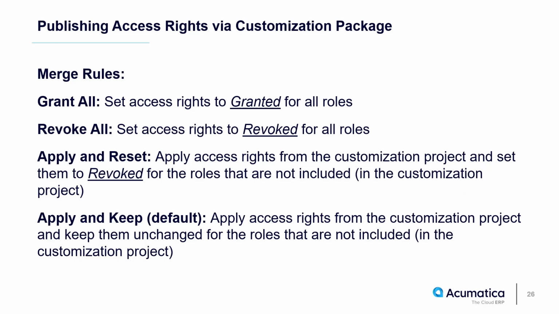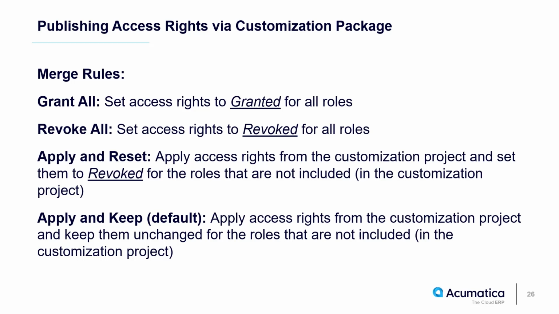Whenever you publish a customization package with access rights, it may do several things, and those things are defined by what you set as merge rule in the customization package. There are 4 available merge rules. First one is grant all, which means that on publishing, the customization package sets the access rights to granted for all user roles for a specific screen. Revoke all is the opposite. On publishing of a customization package, it sets access rights to revoked for all user roles in that instance.